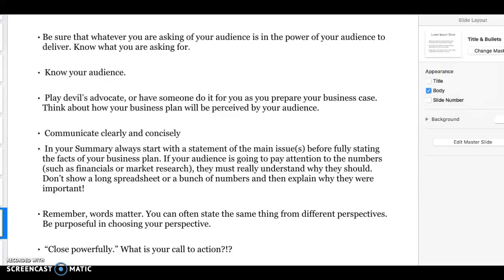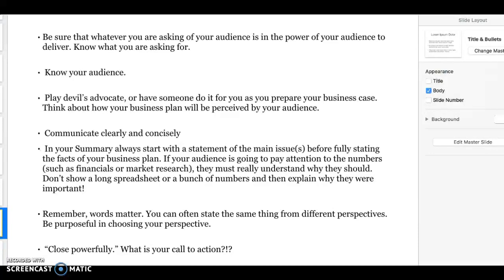So in your summary, we often call this an executive summary, you always start by basically outlining the main issues before stating the facts of your business plan. If your audience is going to pay attention to numbers or research, then you've got to tell them why those things are important. It's not about including a spreadsheet or a bunch of numbers and saying, wow, look at figure A and then figure B. Like in any part of writing, it's all about conciseness and clarity and grabbing their attention right off the bat, particularly if you are choosing to use numbers.